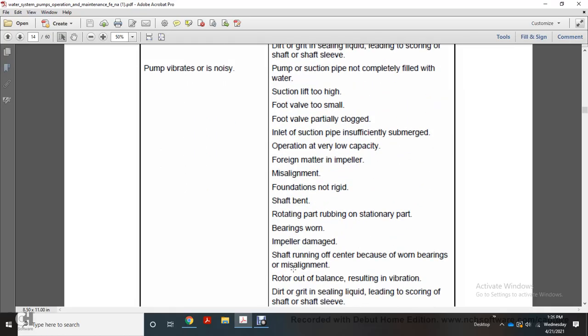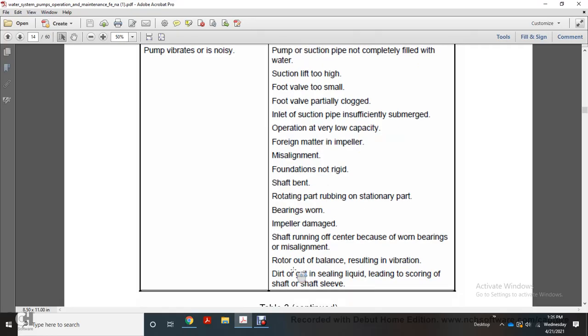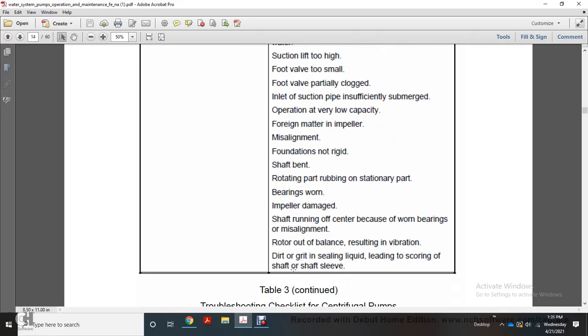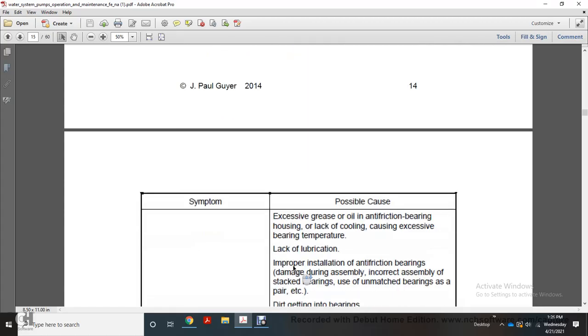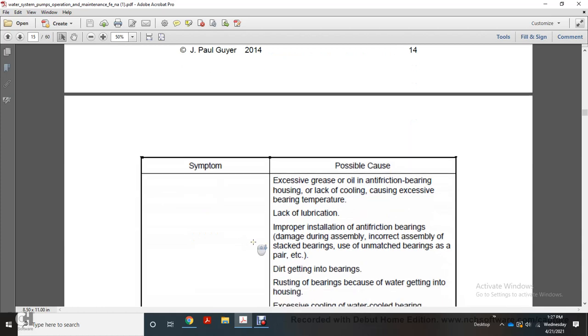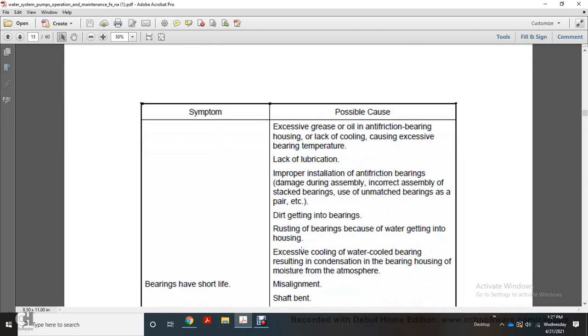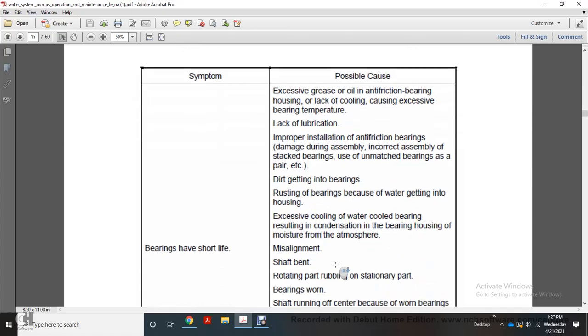Rotary parts rubbing the stationary part. Bearings worn or improperly installed. Shaft running off center because of worn bearings or misalignment. Rotor out of balance, resulting in vibration. Dirt and grit in the sealing liquid lead to scoring of the shaft sleeve. Too much grease or oil in the anti-friction bearing housing, lack of cooling, causing excessive bearing temperature. Lack of lubrication, improper installation, anti-friction bearing damage during assembly, incorrect assembly of stacked bearings, use of unmatched bearings as a pair. Dirt getting into the bearings. Rusting of bearings because of water getting into the housing, or excessive cooling water resulting in condensation, moisture from the atmosphere in the bearing housing.